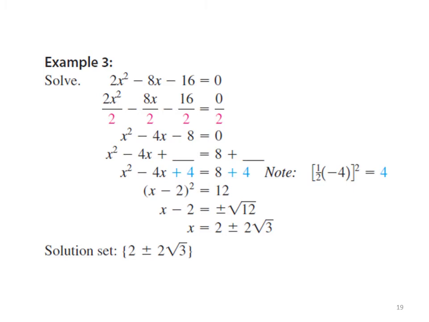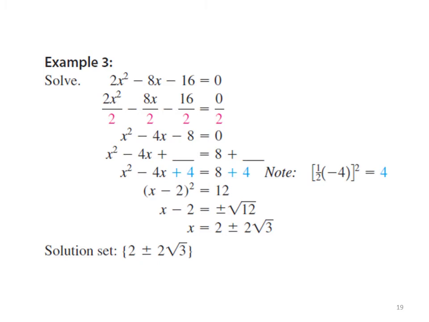To divide the left hand side by 2, you have to divide each term by 2. 2x² divided by 2 is just x². Minus 8x divided by 2 is minus 4x. Minus 16 divided by 2 is minus 8. And the right hand side, 0 divided by 2 is equal to 0. The next step, we want to isolate the variable terms. We can leave the x² − 4x on the left hand side, and the minus 8 you can take to the other side, it becomes 8.